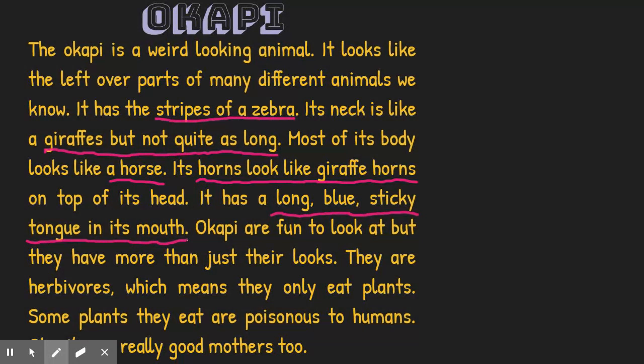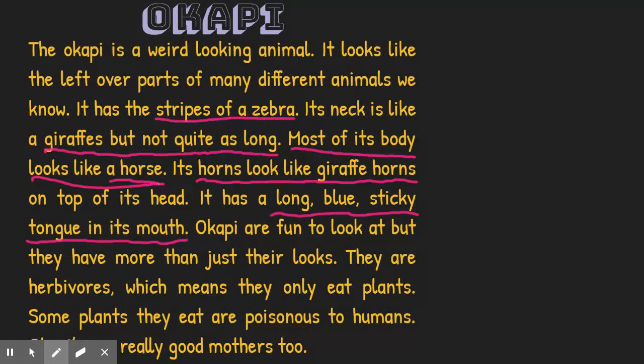So all the stuff I underlined describes what this animal looks like. And this is what you're going to use to draw yours too. So don't copy Miss Acton's picture. I want you visualizing what you think this animal is going to look like, and I want you to draw that picture. So the first thing that I heard is that most of its body looks like a horse. That's the first thing I'm going to draw.